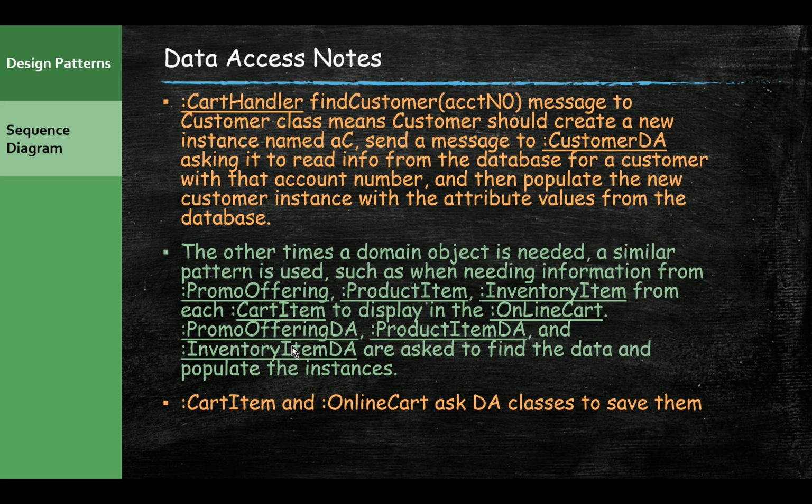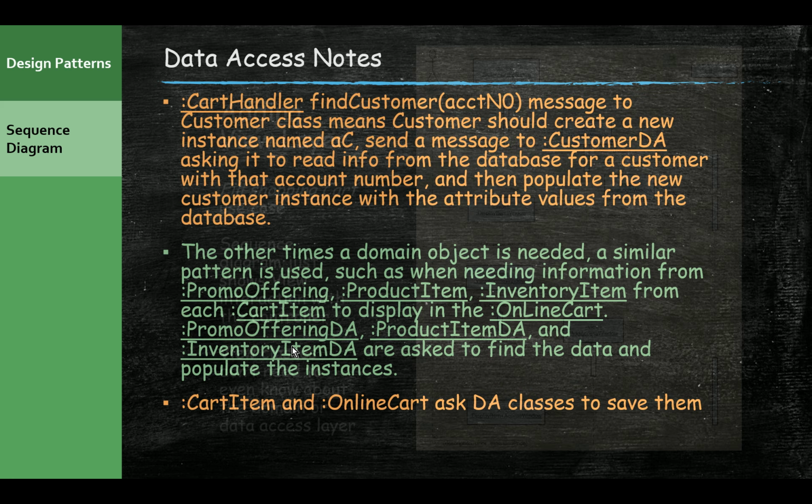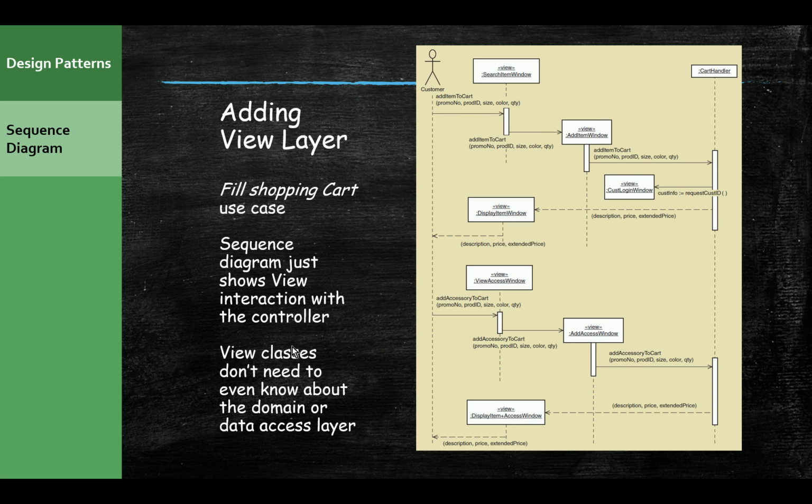Cart item and online cart ask DA classes to save them. So they go out and tell the data access class to save the contents of the cart item or the online cart. Now, adding a view layer. For the fill shopping cart use case, which we've been looking at, not only do we have to add a data access layer, but we also probably need to add a view layer. That's what this sequence diagram shows us. We've added view, notice that the stereotypes now say view.